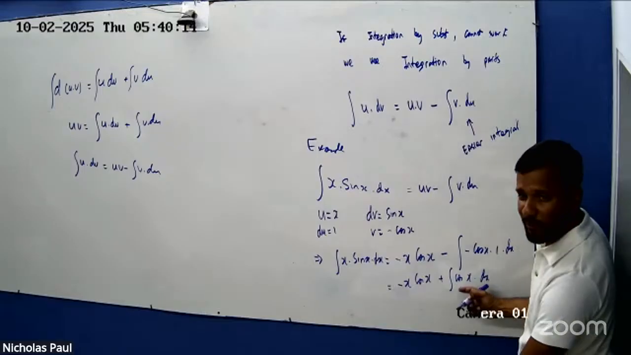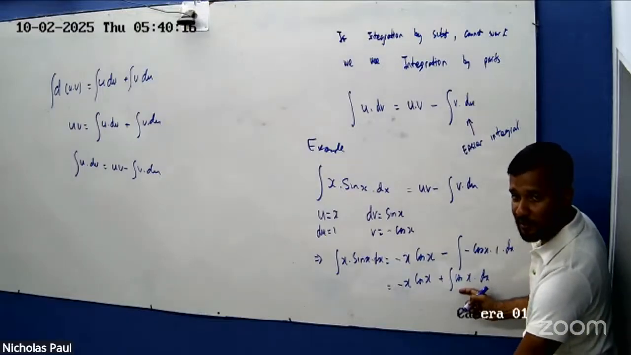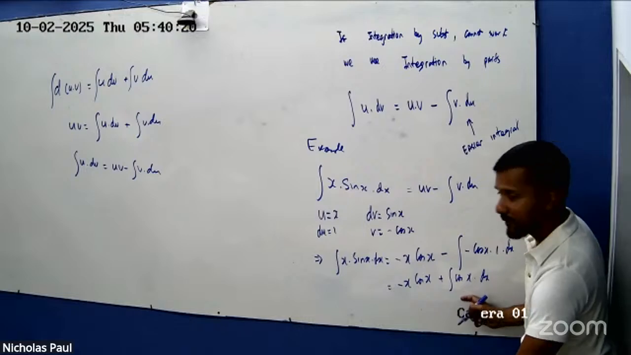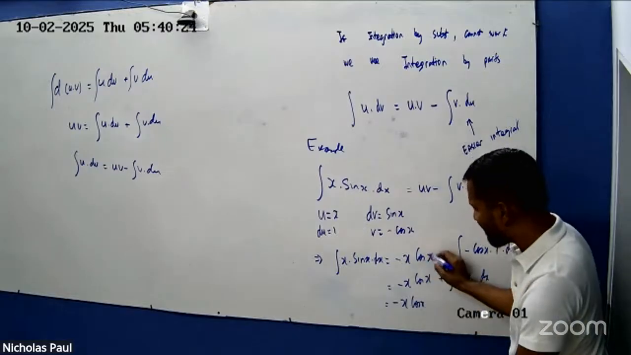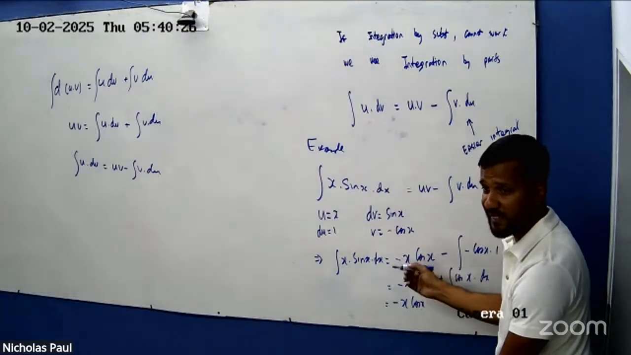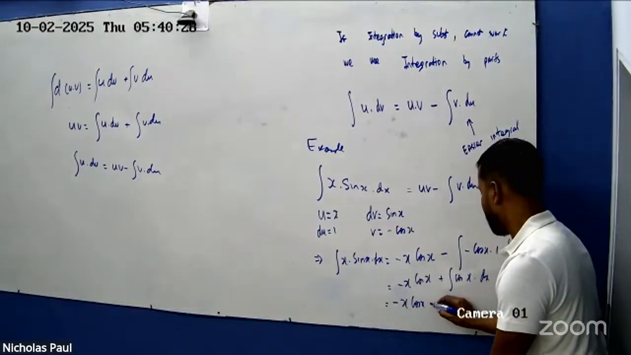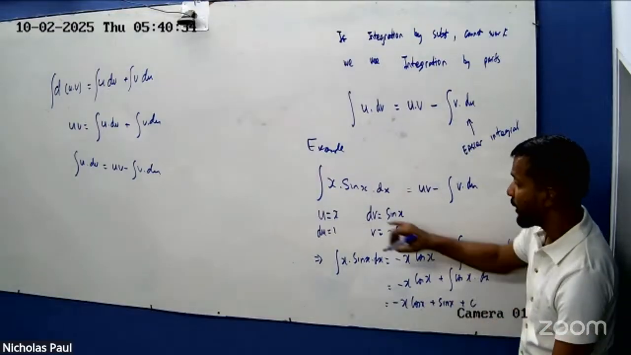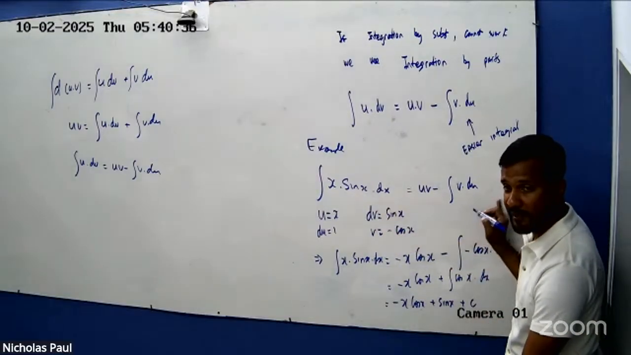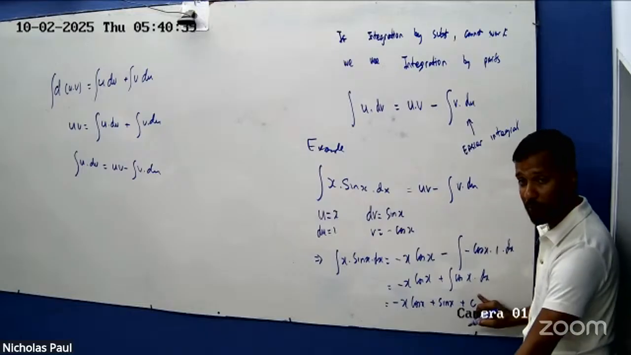Can I integrate this? Cos x? What's the integral of cos x? Do I have to do anything here? No. That just stays as u times v. That's it. We're done. So the purpose of this is to be able to make the second integral here simpler. Are you okay with that?